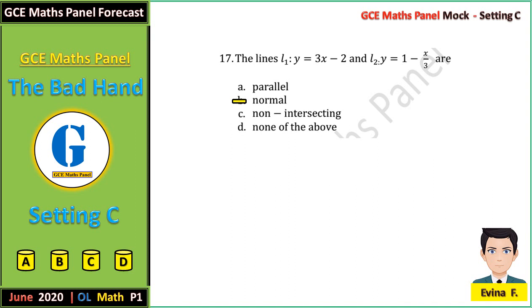Question 17, the lines L1 equals that and L2 equals that. The first thing you have to look at here is the gradient of the two lines. For the first line, the gradient is 3, but for the second line, the gradient is 1/3. When you look at the product of these two gradients, it gives us minus 1. And that is the condition for two lines to be perpendicular. Another name for two lines being perpendicular is that the lines are normal. So the only answer here is the lines are normal.